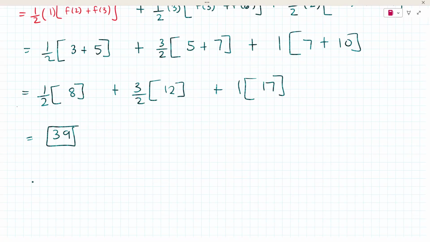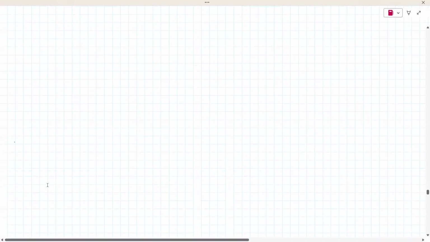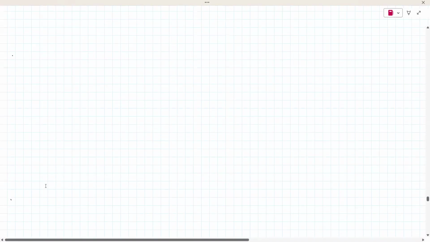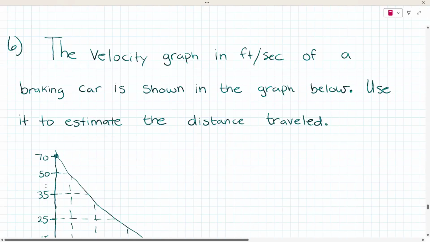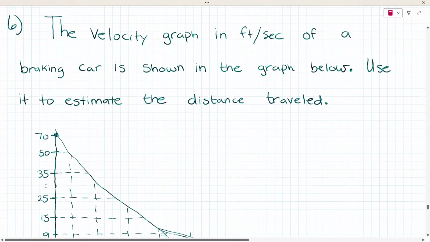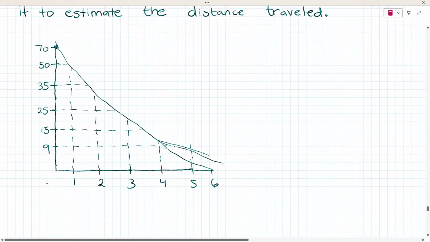Okay, the next one is 6. So on example 6, the velocity graph in feet per second of a braking car is shown in the graph below. Use it to estimate the distance traveled. So they give you this image. So it says use it to estimate the distance traveled. So you can choose midpoint or trapezoid.